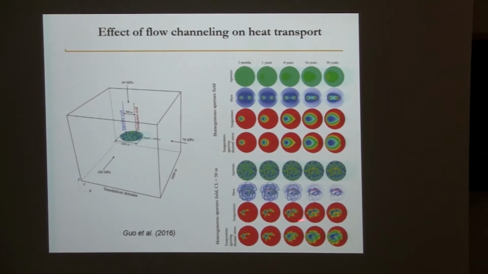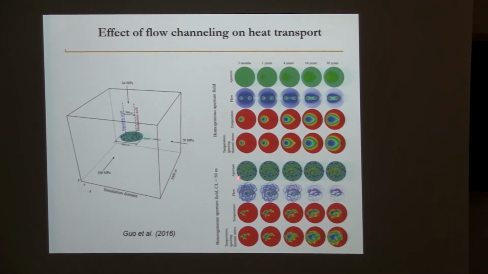This is the first observation, and the second observation is that thermal stress enhances channeling, which means that in their work they were able to show that through time the aperture distribution varies because of the thermal stress, and this also affects the channeling.